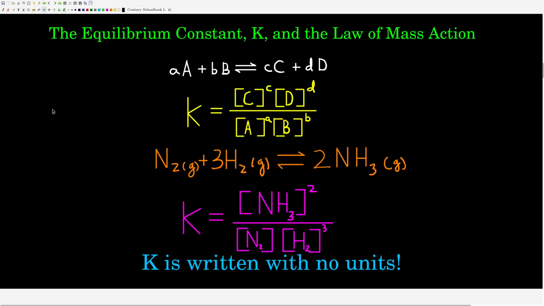So now the equilibrium constant, K, and the law of mass action. It ends up that at equilibrium, the ratio of the products over the reactants, each raised to the power of their coefficients, is a constant.